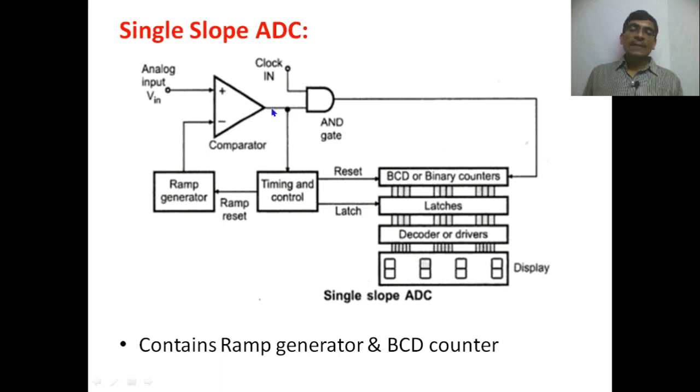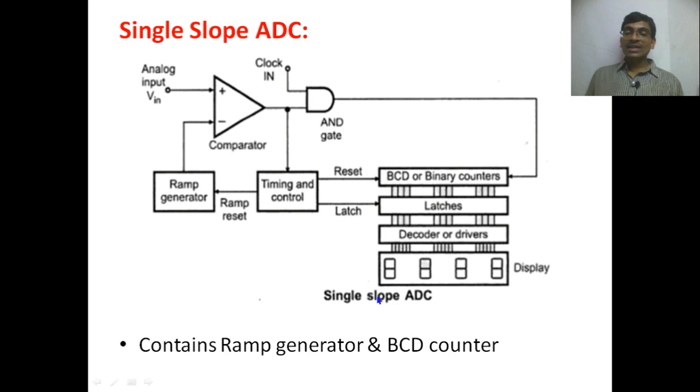Then this comparator output 0 will activate the timing and control unit. This timing and control unit will reset the ramp generator and reset the binary counter too. At the same time, the binary count is stored in the latch. The timing and control circuit will provide a signal to the latch, and whatever binary signal is present in the latch will be transferred to the decoder.